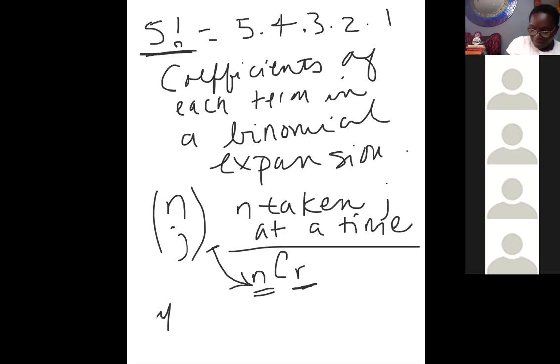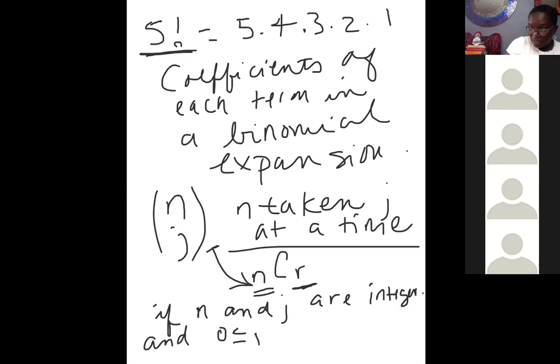So if n and j are integers, all right? They're integers, as in whole numbers, negative, positive, 0, okay? And j is greater than or equal to 0, but less than or equal to n, then this means that... I'm running out of room, so I need to get to the next page.